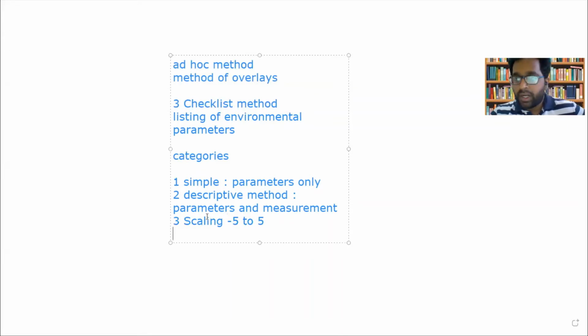So simple means listing out of parameters only. Descriptive method means parameters are listed and the parameters are being measured. Scaling method means depending on the magnitude or depending on the severity of impact, it will be assigned a numerical value. Why is the scaling done? Different parameters will be measured in different scales. For example, if water pollution is one parameter, how can you measure water pollution? By the amount of BOD present in water sample, right? You have studied all those things regarding BOD, dissolved oxygen, etc. So water pollution can be measured like that. But if there is some other form of pollution, for example, noise pollution, noise pollution will be having another unit.